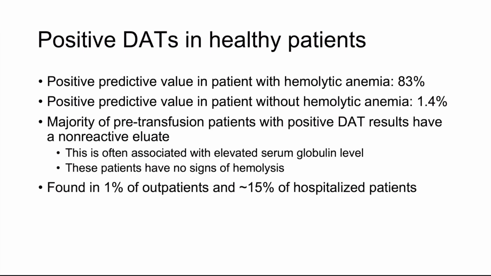Well, the DAT can be positive in healthy patients. The positive predictive value of a DAT with hemolytic anemia is 83%, but the positive predictive value in a patient without hemolytic anemia is only about 1%. Some pre-transfusion patients with a positive DAT have non-reactive eluates, and that can be normal. These patients usually have no signs of hemolysis, and it could be associated with elevated serum globulin levels. So for this case it's just a positive DAT. This just shows that a DAT can be positive in hospitalized patients.